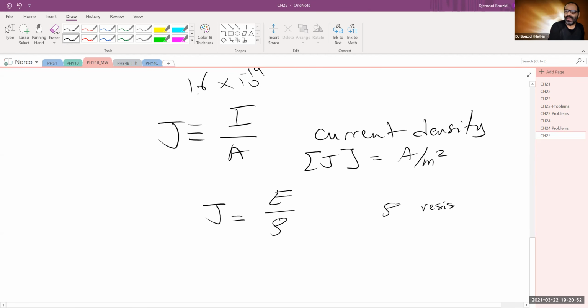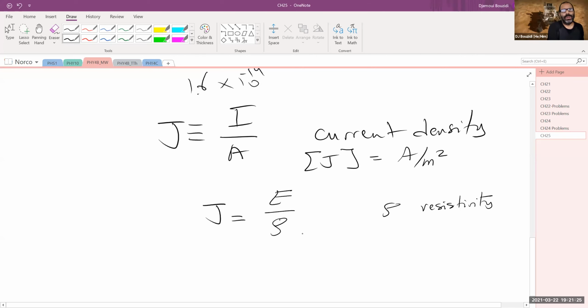We have been dealing with this rho as being the charge density, but this definition of rho is slightly different in this case: it is how resistive the material is. If the material is highly resistive, you're going to have less current density, less current at the end of the day, because current density is just the current per unit area. So if you increase the area, it's still going to be less current for the new area.